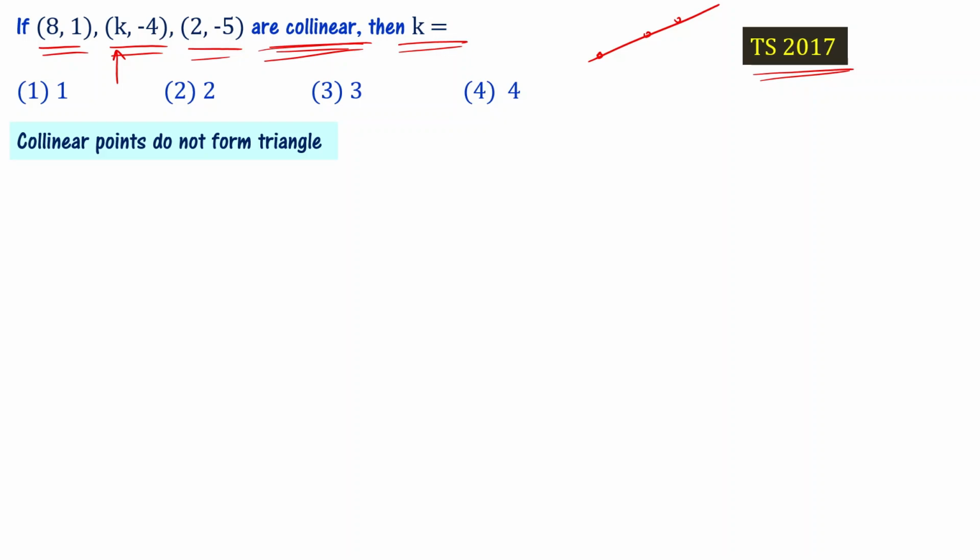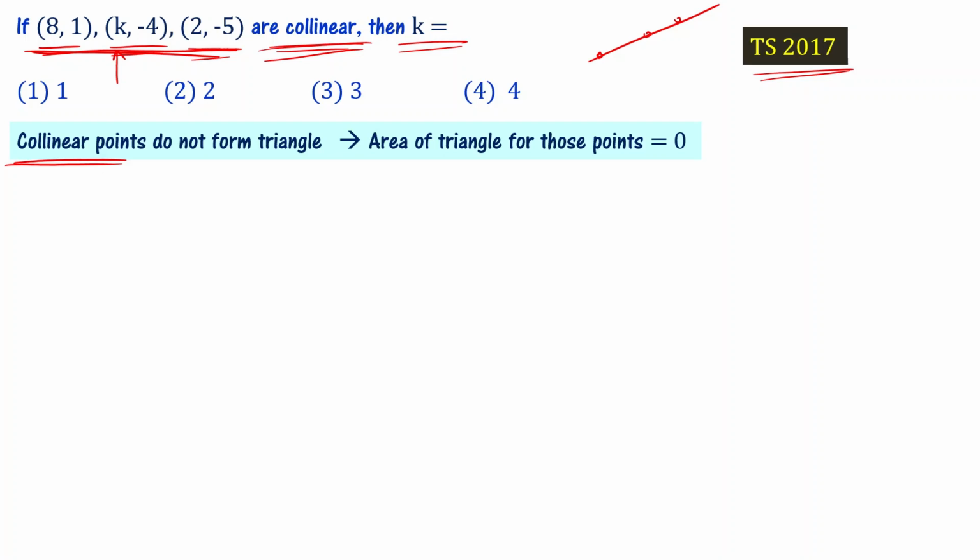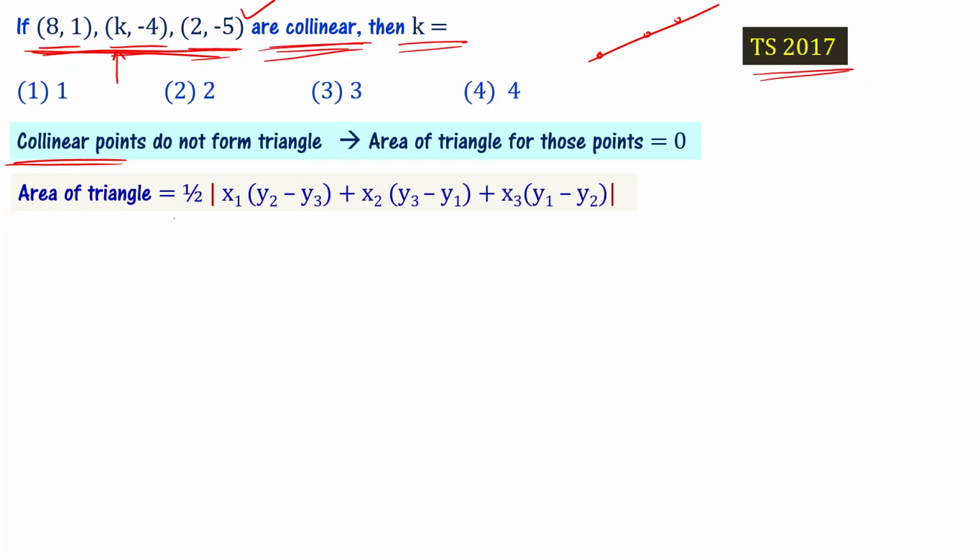Collinear points do not form a triangle, which means that if we find the area of the triangle using the collinear points, then the area of the triangle is going to be 0, right? Here 3 points are given, and they said they are collinear points. So if we find the area of the triangle with these, its value will be 0. Okay, we know the area of the triangle formula: half times modulus of x1 times (y2 minus y3) plus x2 times (y3 minus y1) plus x3 times (y1 minus y2), right? So for these 3 points, if we find the area of the triangle, the area is going to be 0 because they are collinear points, right?